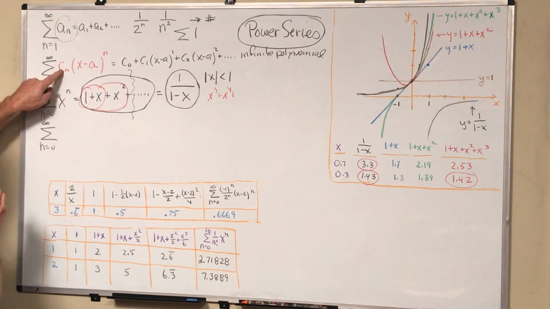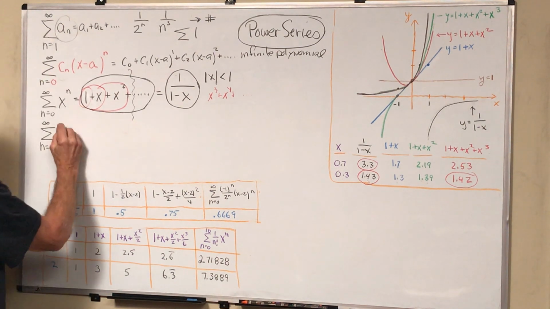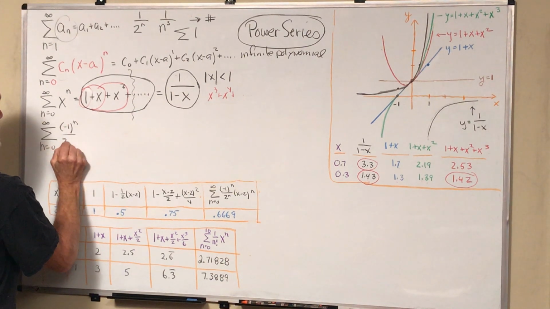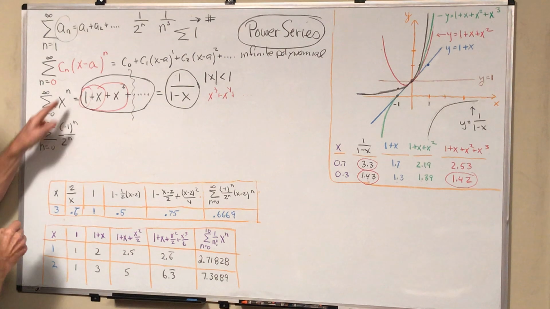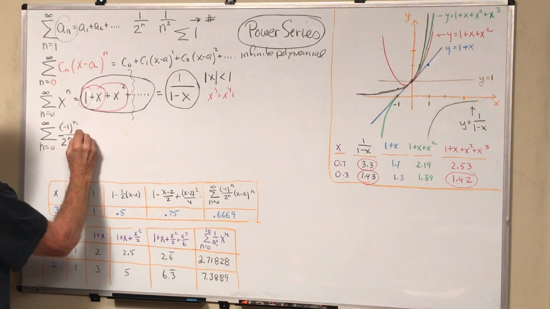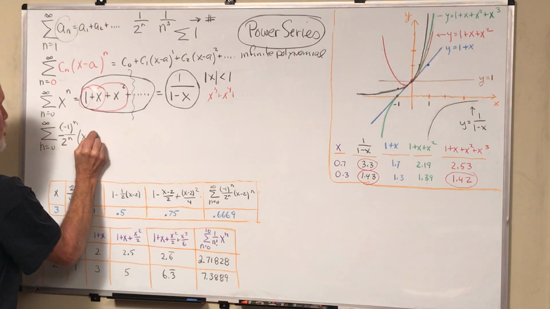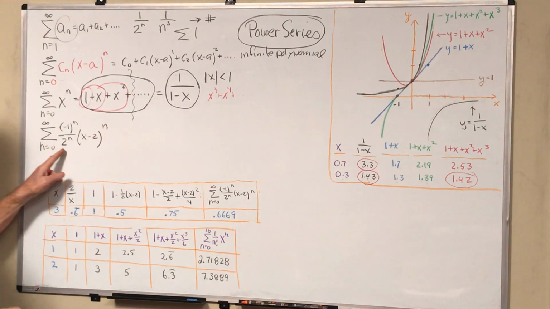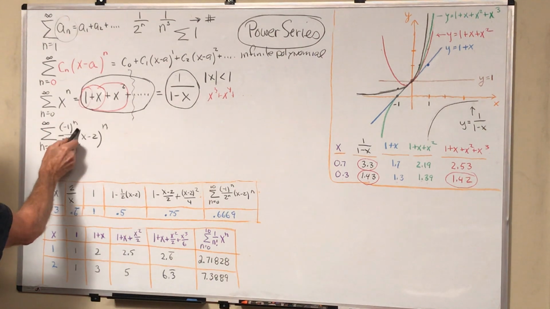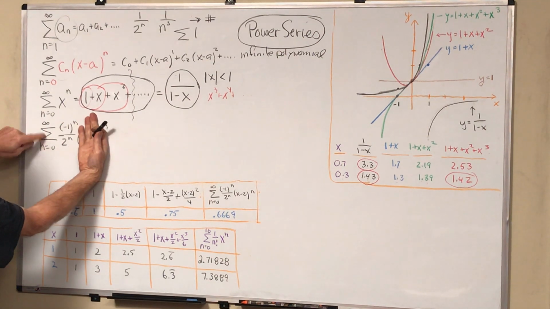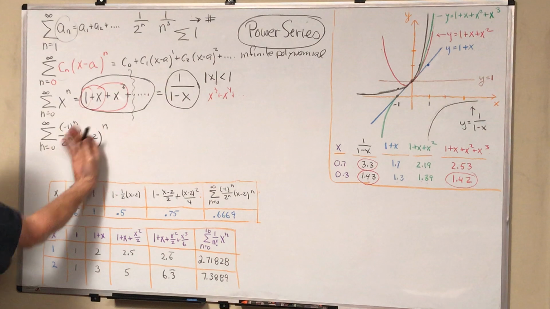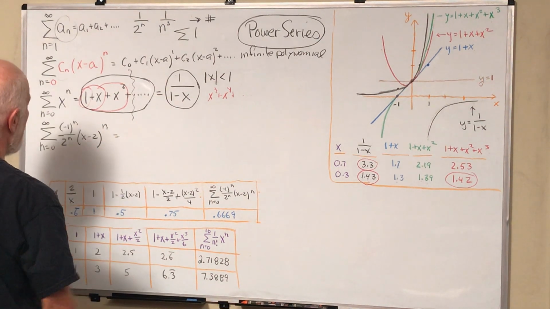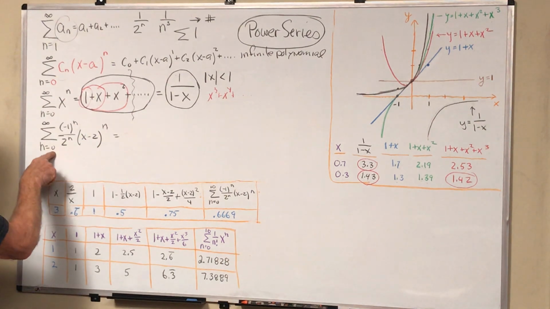But now, instead of making c sub n 1, we're going to make it negative 1 to the n over 2 to the n. And instead of making a 0, we'll make a 2. So this is your second power series. So you see, that would be like the series we've looked at before, and we're just adding this polynomial part.